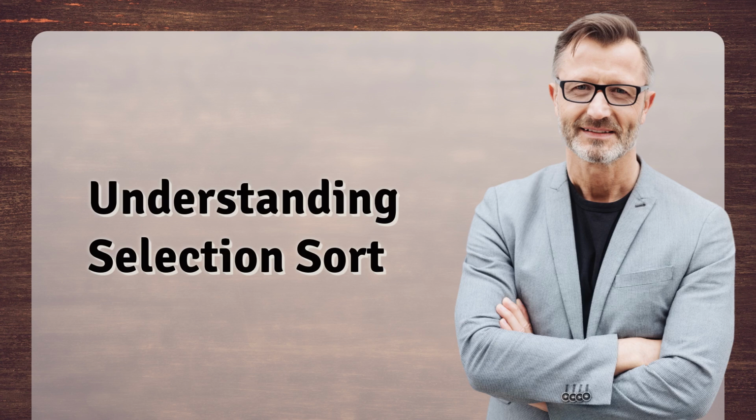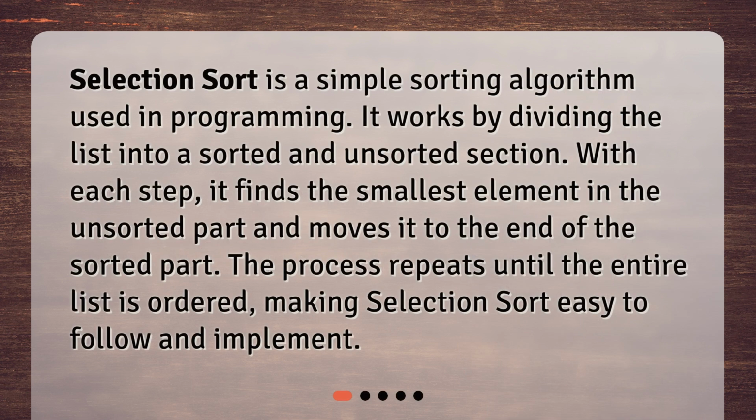Understanding selection sort. The selection sort is a simple sorting algorithm used in programming. It works by dividing the list into a sorted and unsorted section. With each step, it finds the smallest element in the unsorted part and moves it to the end of the sorted part. The process repeats until the entire list is ordered, making selection sort easy to follow and implement.